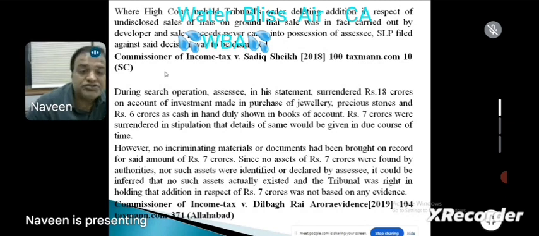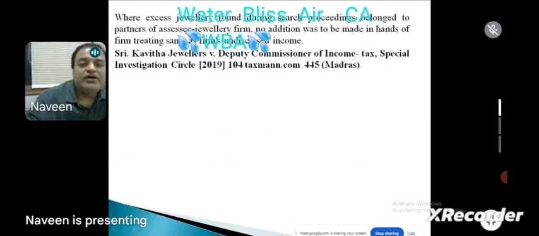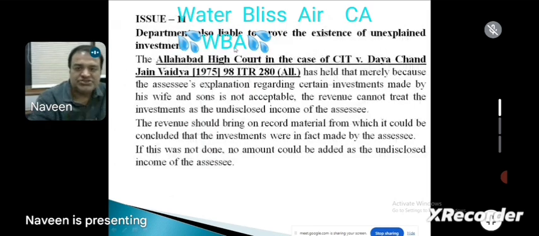Since no assets of 7 crores were found by the authorities, nor were such assets identified or declared by the assessee, it could be inferred that no such assets actually existed, and the tribunal was right in holding that the addition in respect of 7 crores was not based on any evidence. Excess jewelry found during such proceedings belonged to the partners of the assessee jewelry firm. No addition could be made in the hands of the firm, treating it as undisclosed income.